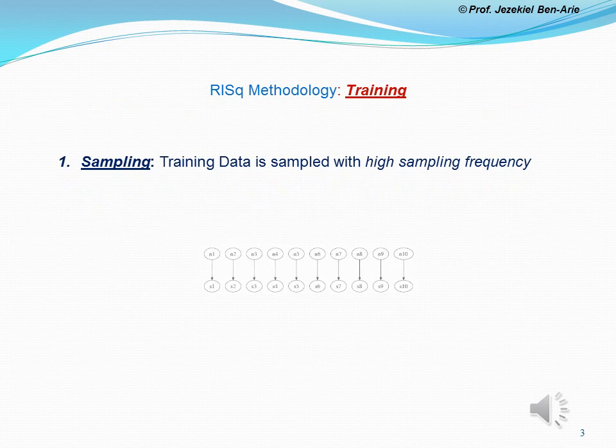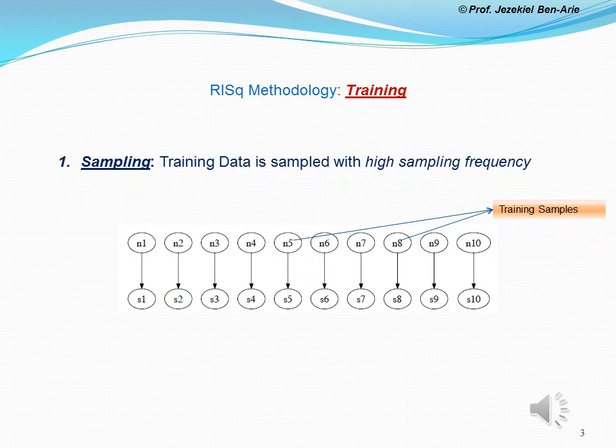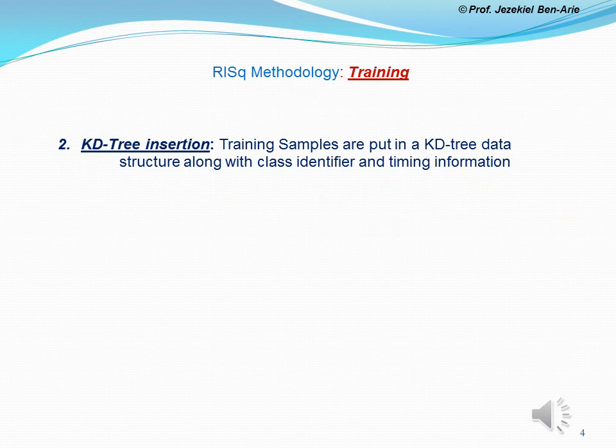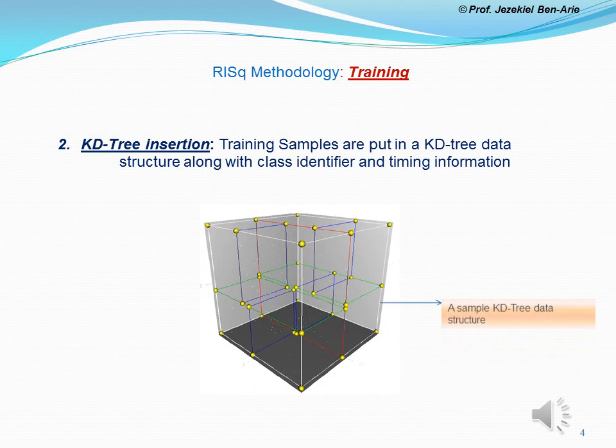Here we want to discuss the training procedure. At first, the training data is sampled with high sampling frequency. Next, the training samples are put in a KD3 data structure along with class identifier and timing information. In the diagram, you can see a sample of the KD3 data structure. The samples stored are represented by the small spheres.